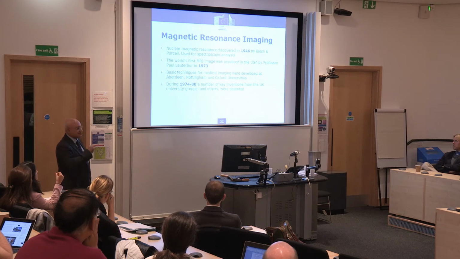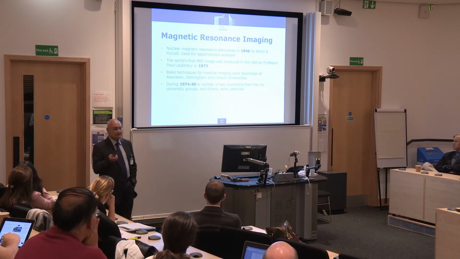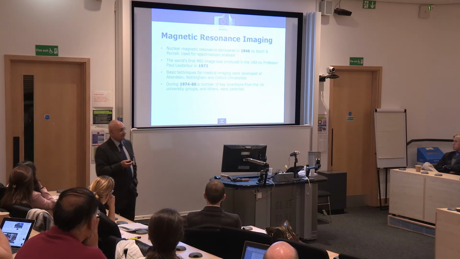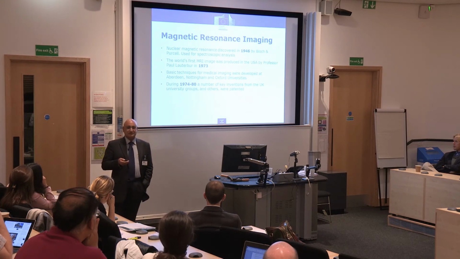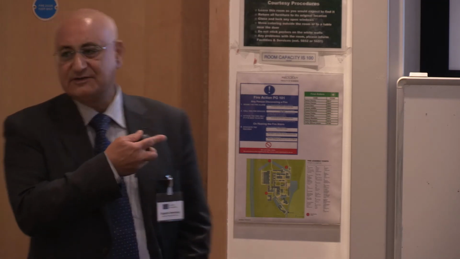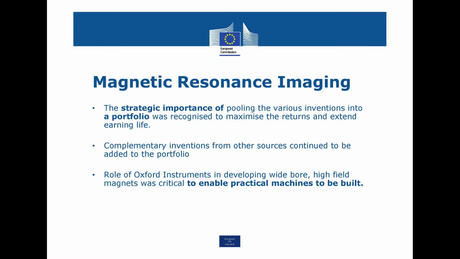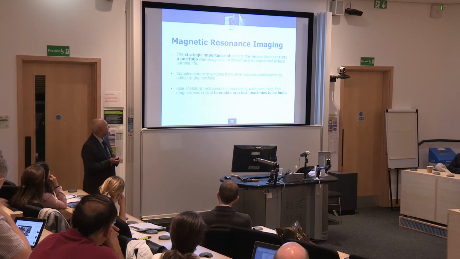And then, again, other basic techniques for medical imaging were developed in a number of UK universities: Aberdeen, Oxford, Nottingham, and a number of others. And BTG was responsible for managing all these. Between 1974 and 1980, a number of key inventions were produced, so these were patented by BTG. But of course, it was developing, and the strategic importance of bringing all the inventions together, not just from the UK, but from around the world, was recognized. So we built a portfolio.